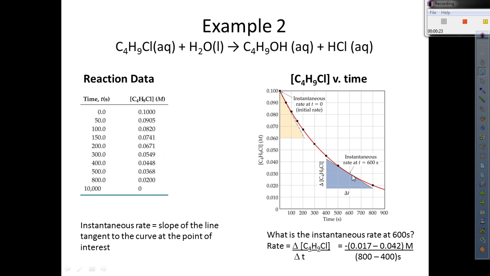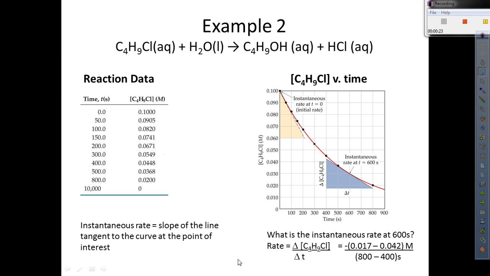Same thing here. If we wanted to know the instantaneous rate at time equal to 600 seconds, which is not a point in our data table over here, we would find where 600 seconds is right there, draw a line tangent to that curve, and calculate the difference between the concentrations and the time. And that would give you the instantaneous rate, which is essentially the slope of that line. So the change in the concentrations over the change in time. And that would give you your instantaneous rate at 600 seconds.